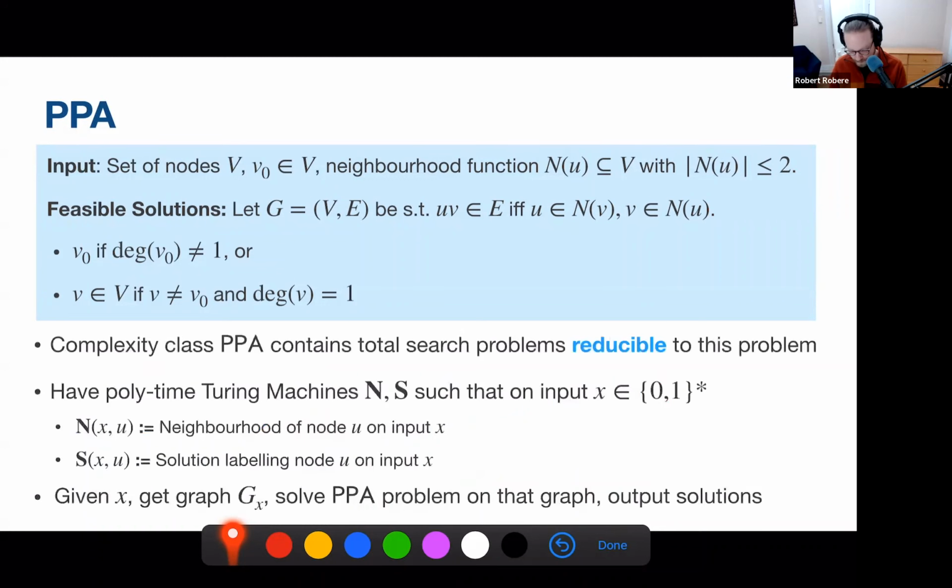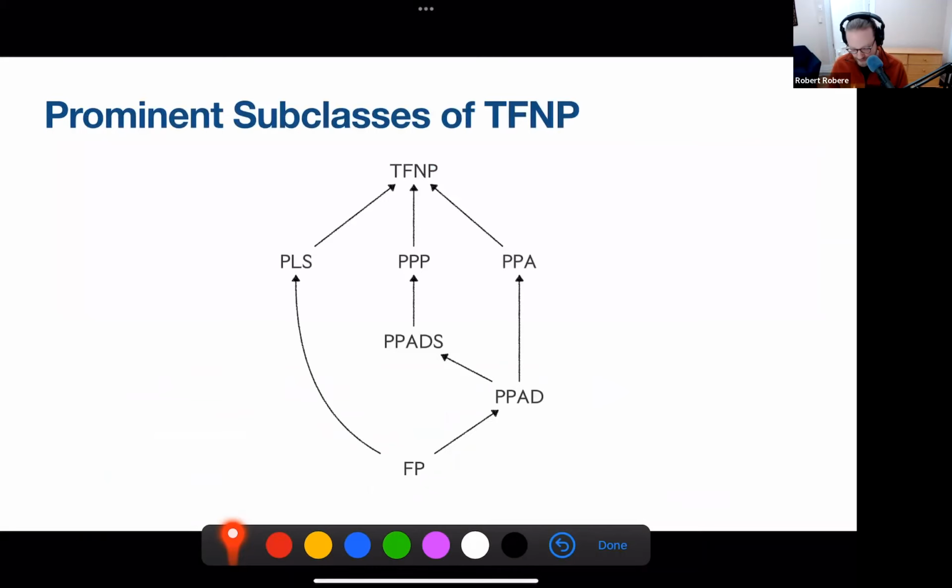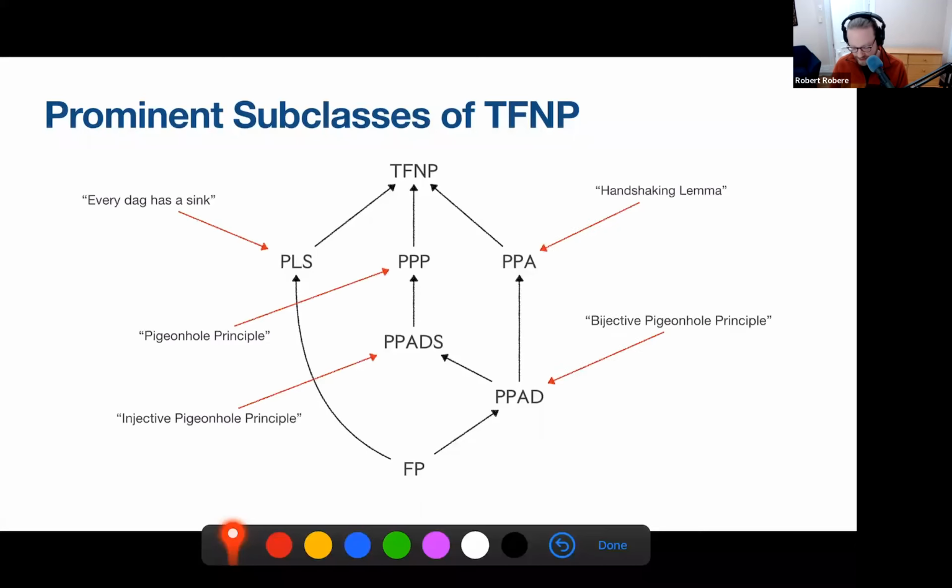Okay. And in the classical theory, you create a complexity class by doing Turing reductions to this problem. So you have some Turing machines which take an input and output an instance of this problem, and then line everything up so that the solutions here correspond to the solutions to the problem you're trying to solve. There's a big family of subclasses of TFNP. This is far from the only one. Here I've labeled some of these canonical classes, and these were all classes that were introduced in Papadimitriou's original paper.